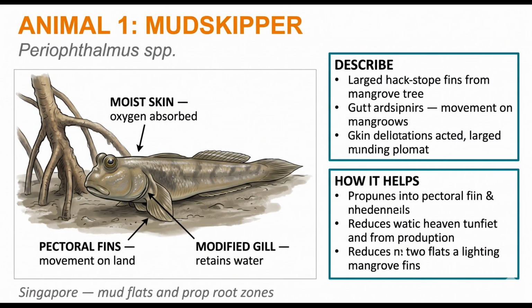Animal 1, the Mudskipper. The Mudskipper is remarkable because it is a fish, but it spends a significant part of its life out of water. Look at the diagram on screen. The Mudskipper has modified muscular pectoral fins that work like stubby arms, allowing it to move across mudflats and even climb mangrove roots. It can absorb oxygen through its moist skin as long as the skin stays damp. It also has a modified gill chamber that retains water, allowing it to breathe on land for extended periods.